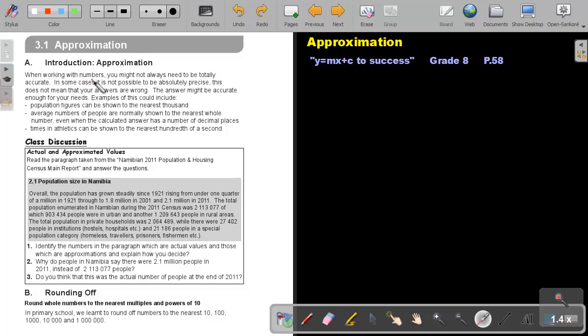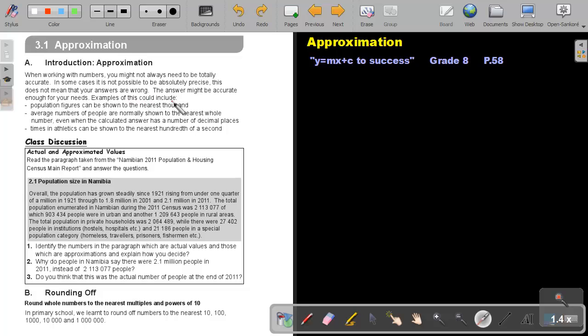When working with numbers, you might not always need to be totally accurate. In some cases, it's not possible to be absolutely precise. This does not mean that your answers are wrong. The answer might be accurate enough for your needs.